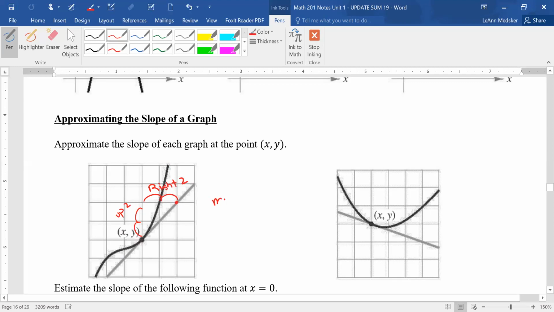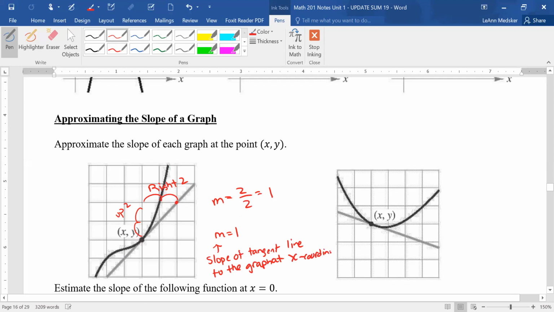So this would have a slope of rise, which is up, over run, which is the right. Both of those are positive, so 2 over 2 is a slope of 1. So this is the slope of the tangent line to the graph at my x coordinate that they gave me.